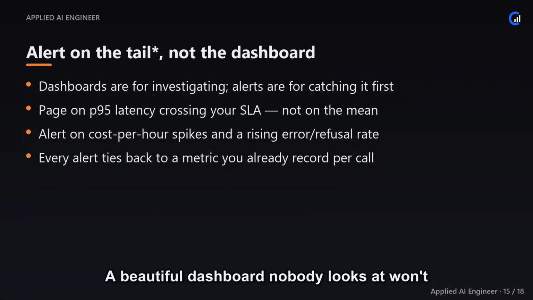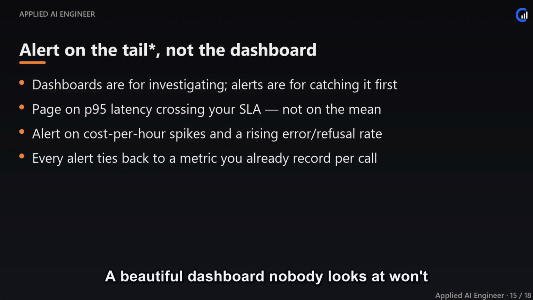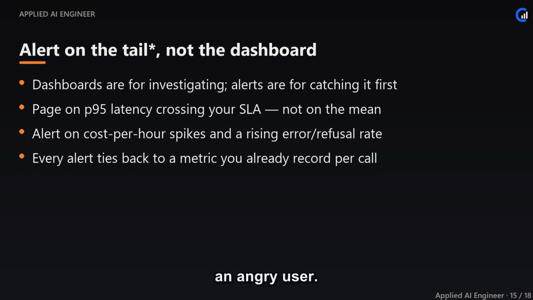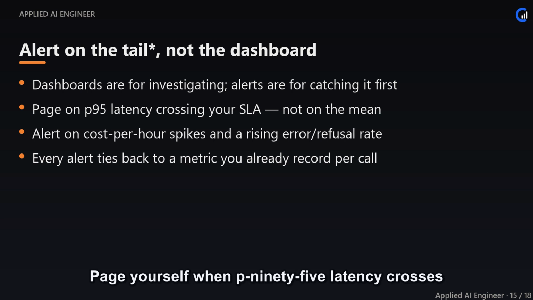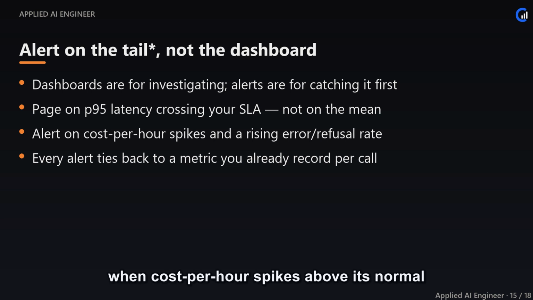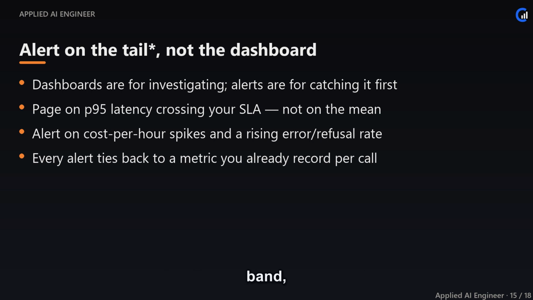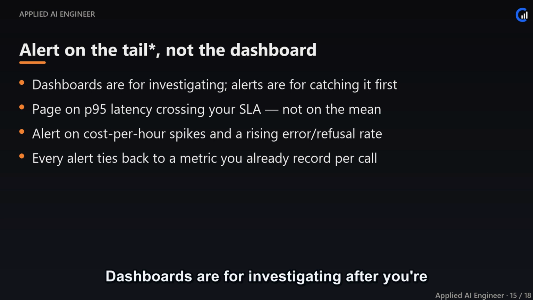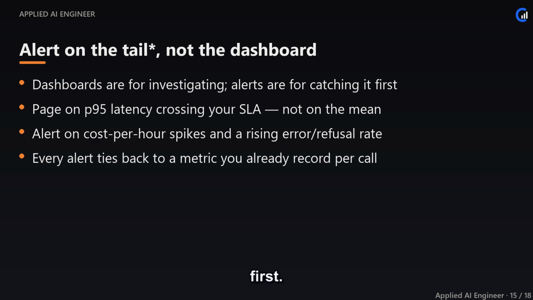One last habit. A beautiful dashboard nobody looks at won't save you; you find out from an angry user. So turn your best metrics into alerts. Page yourself when P95 latency crosses the threshold you promised, when cost per hour spikes above its normal band, or when the error and refusal rate climbs. Notice that every one of those alerts is built from a number the metered decorator and the logs already capture. Dashboards are for investigating after you are paged. The alert is what gets you there first.